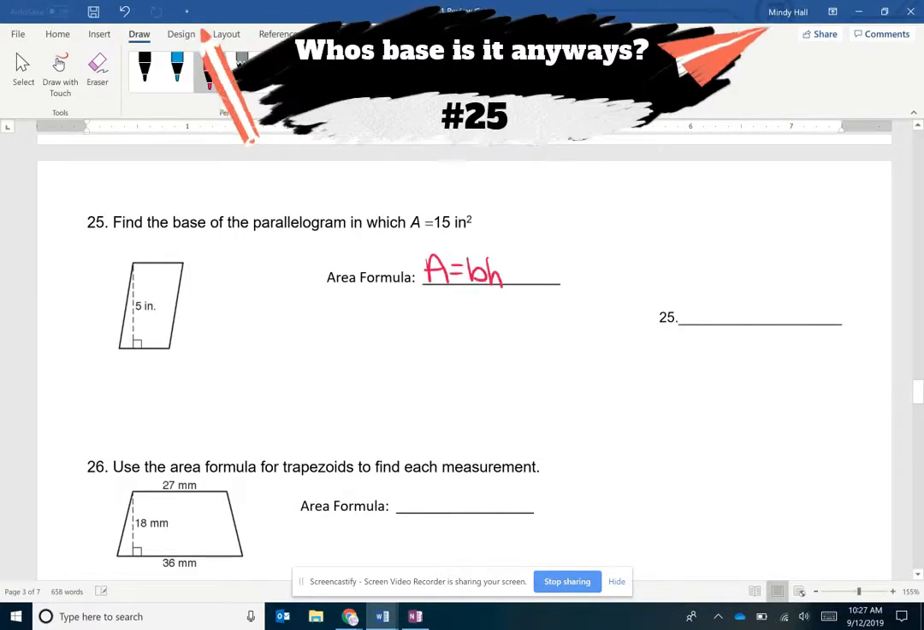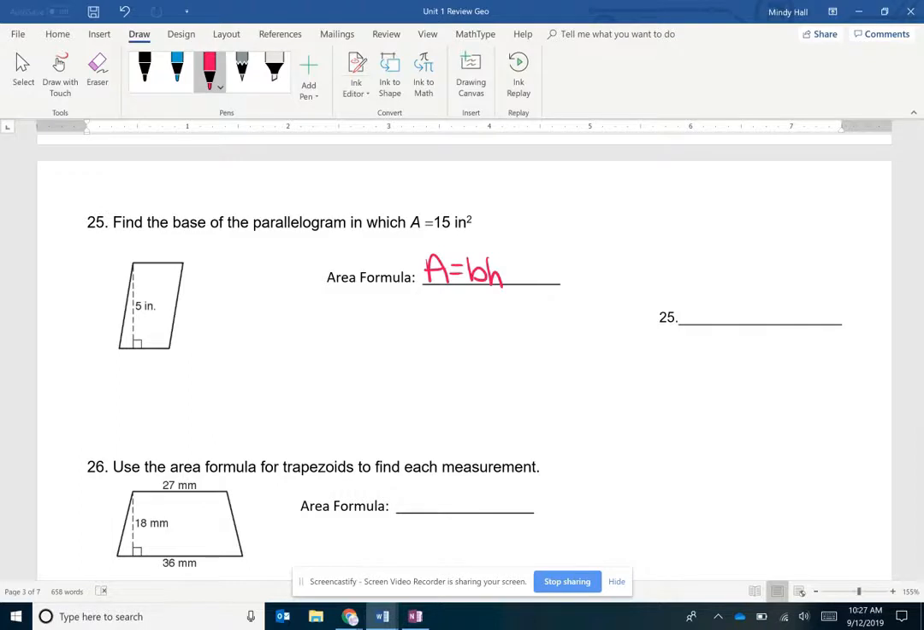So now we have another parallelogram. So it's still A equals base times height. But I know that my area is 15 and I want to try and find my base. So I plug in 15 where the A was. I don't know my base, but I do know my height is 5. So that means I will divide by 5 so that I get B equals 3. So my base is 3 inches. Okay, and I know it's not inches squared because I'm looking for my base, not the area.